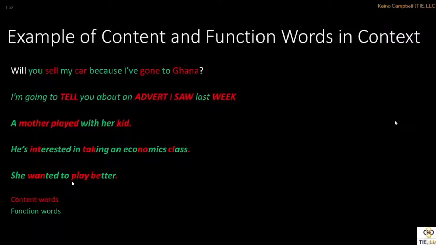Will you sell my car because I've gone to Ghana? I'm going to tell you about an advert I saw last week. A mother played with her kid. He's interested in taking an economics class. She wanted to play better.